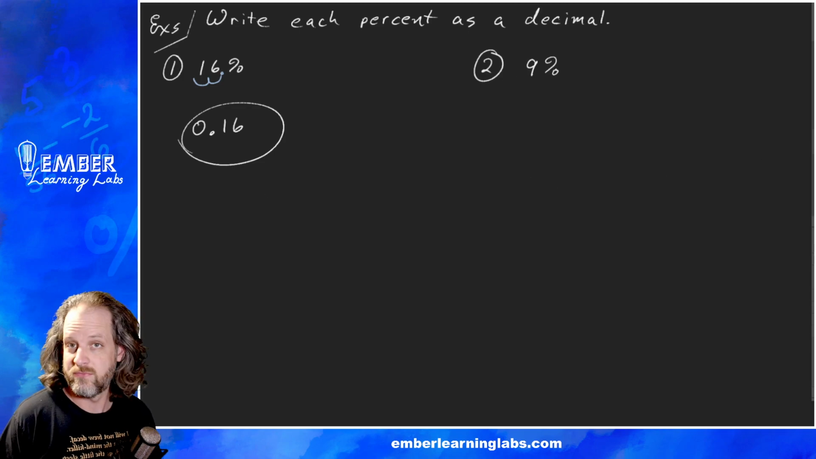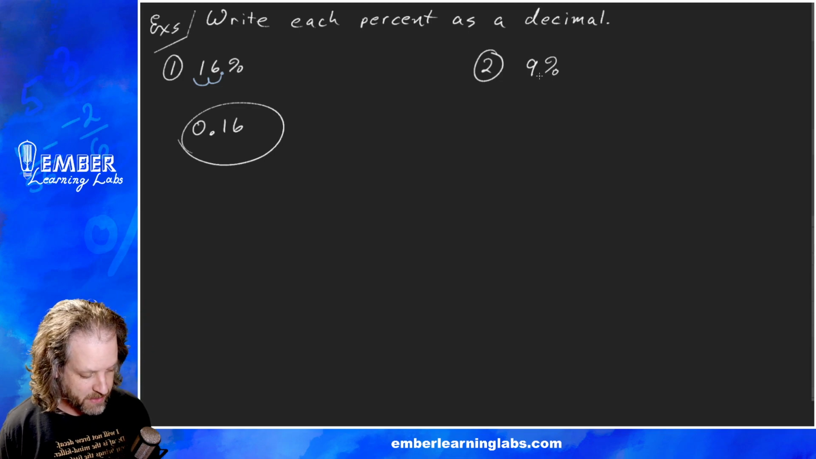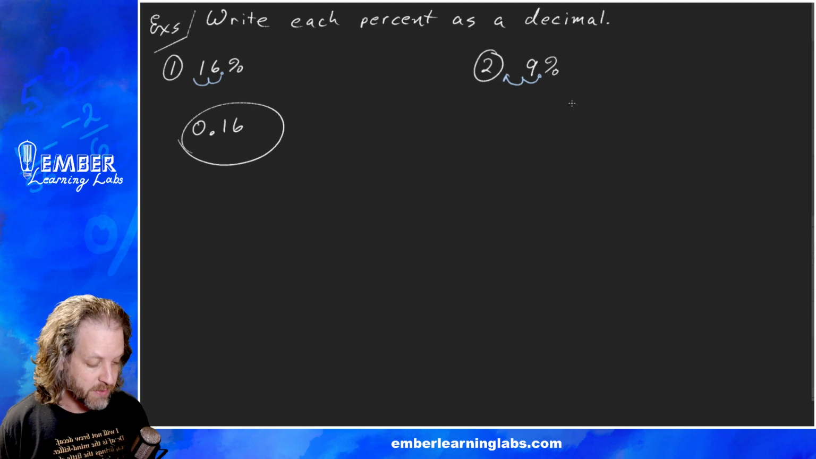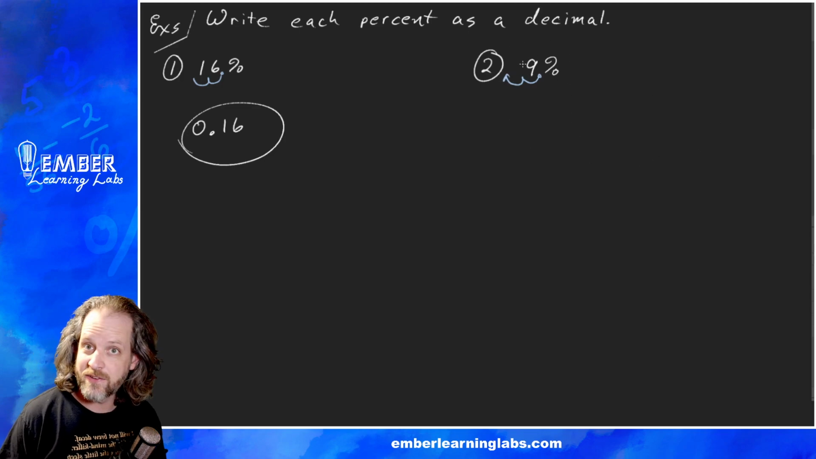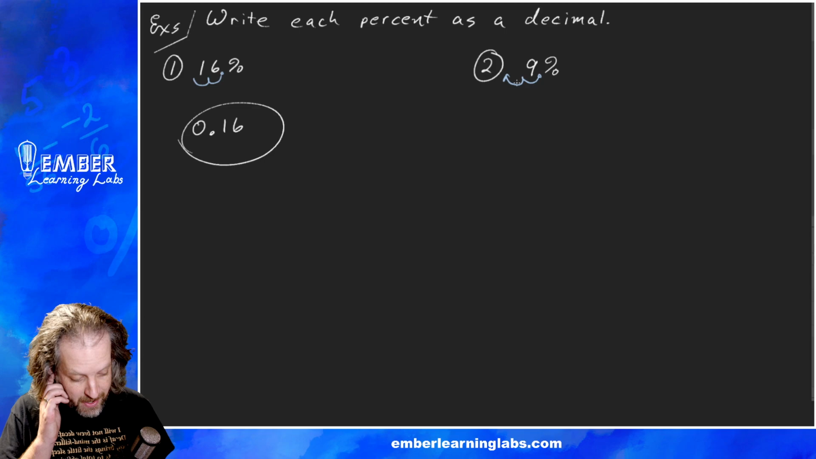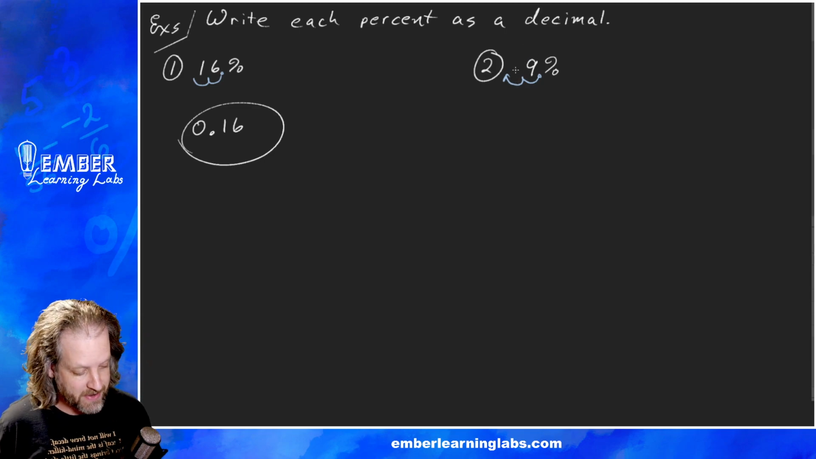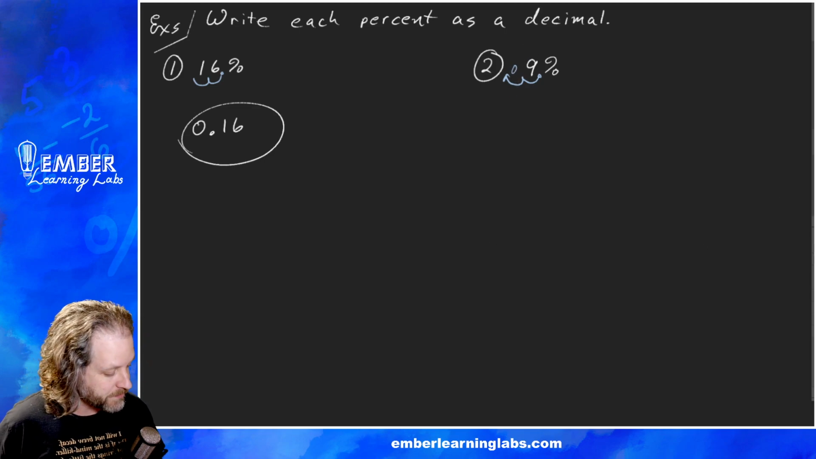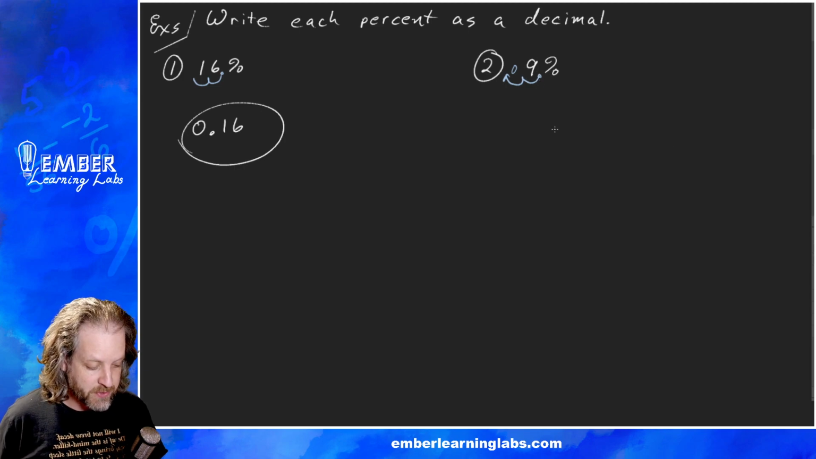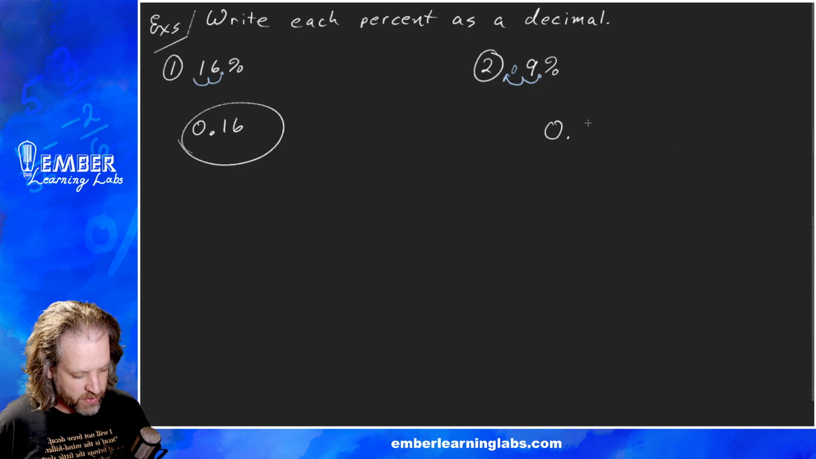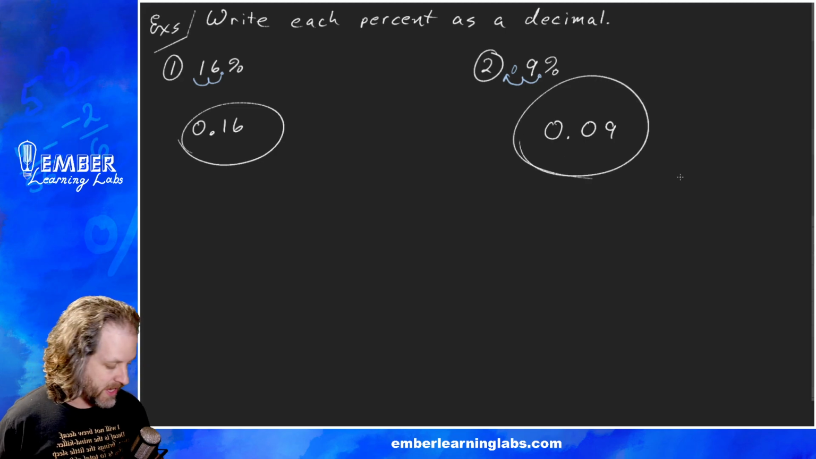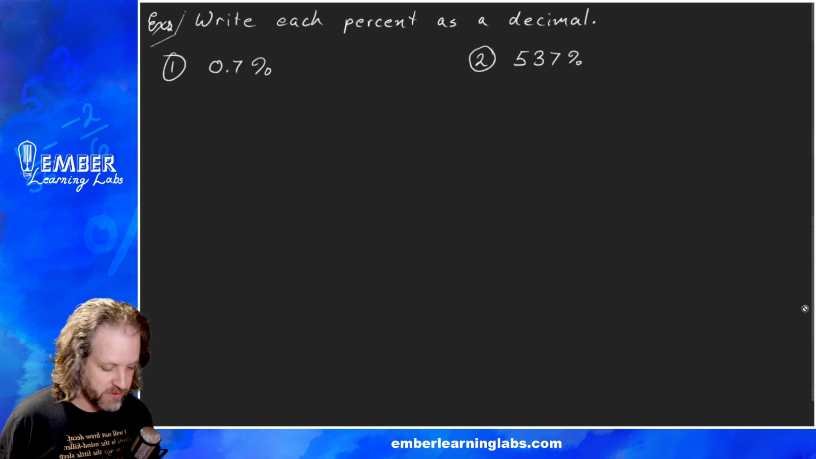The next one is only slightly trickier, because we've got a decimal point, so we move it once and then twice. And just like we've done for a lot of other things, if we do a little bump and there's nothing there, then we've got to add a 0. So 9% would be 0.09. Easy peasy, no big deal. Let's do the next one.